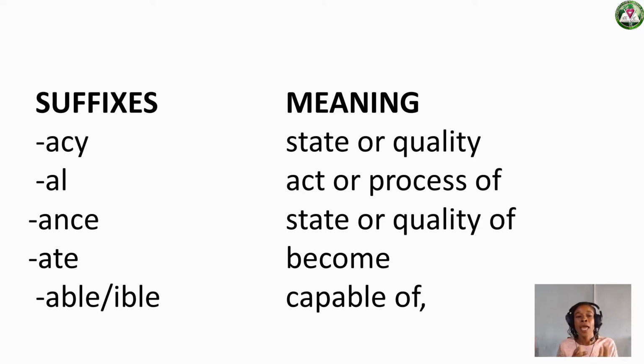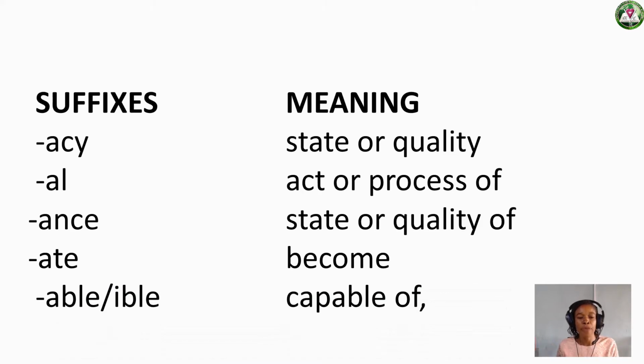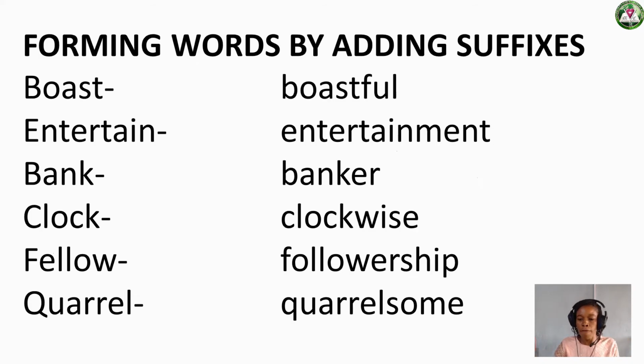We have -ACY, A-C-Y. It means state or quality. We have -AL, A-L. It means act or process of doing something. -ANCE, the state or quality as well. -ATE, A-T-E, means become. So remember, there are words that you will attach these to, then we'll check how it changes the meaning of the word. We have -ABLE, A-B-L-E, and -IBLE, I-B-L-E. Both of them mean capable of.